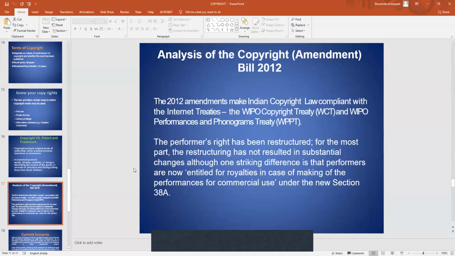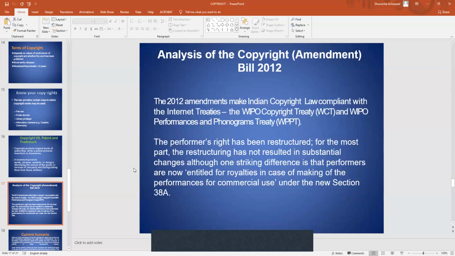So to move on, this extended amended act made Indian copyright complement the WIPO Copyright Treaty and the WIPO Performances and Phonograms Treaty. Please understand, the WIPO Performances and Phonograms Treaty is one of the categories, and it is an international treaty signed under the WIPO organization.